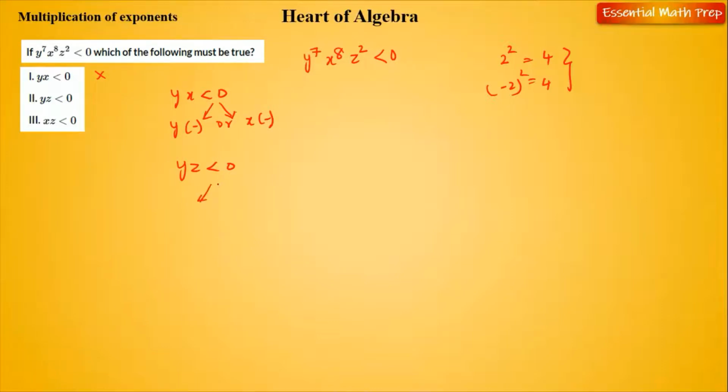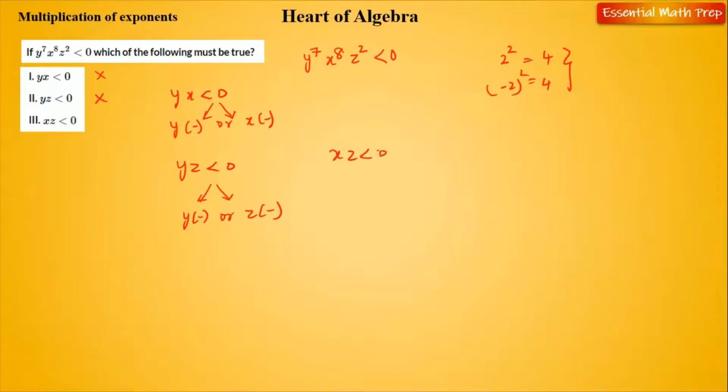Similarly, if yz is less than 0, y can be negative or z can be negative. The same logic applies here. Only if y is negative can we have a negative number. If z is negative, that means it's squared, so the whole thing cannot be less than 0. So that fails as well.